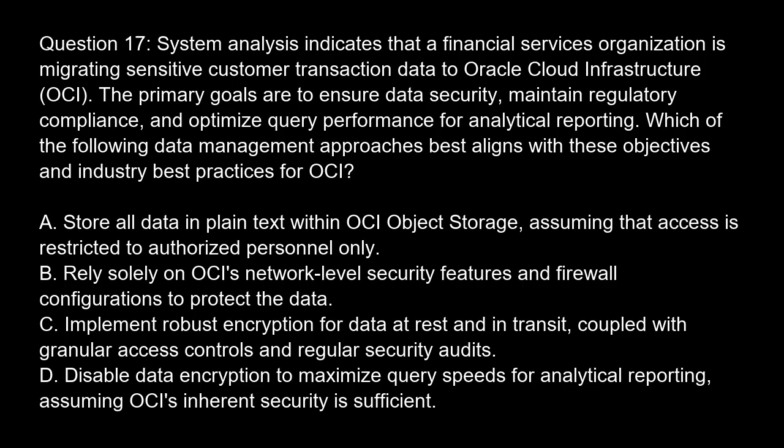Option A. Store all data in plain text within OCI object storage, assuming that access is restricted to authorized personnel only. Option B. Rely solely on OCI's network-level security features and firewall configurations to protect the data. Option C. Implement robust encryption for data at rest and in transit, coupled with granular access controls and regular security audits. Option D. Disable data encryption to maximize query speeds for analytical reporting, assuming OCI's inherent security is sufficient.